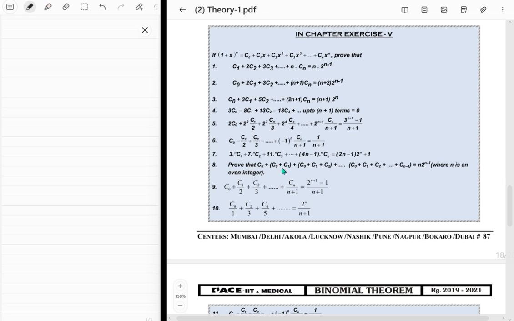Prove that C0 plus (C0 plus C1) plus (C0 plus C1 plus C2), and so on, is going to be n times 2^(n minus 1), where n is an even integer. Come on, I mean, you can just write this in a beautiful format and you will see it actually works out very nicely. So this is like C0 plus (C0 plus C1), and then (C0 plus C1 plus C2).